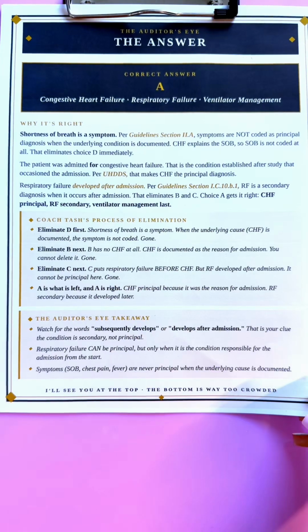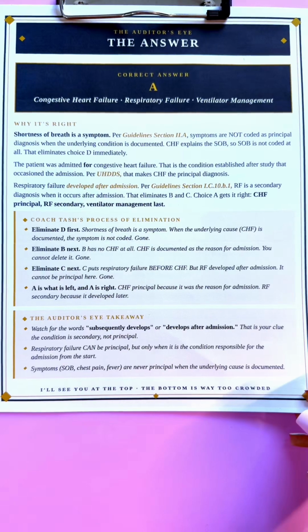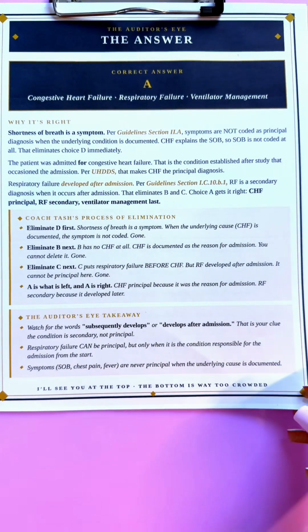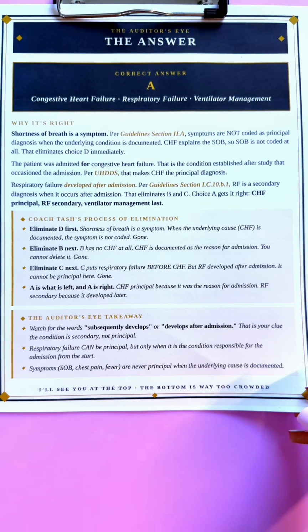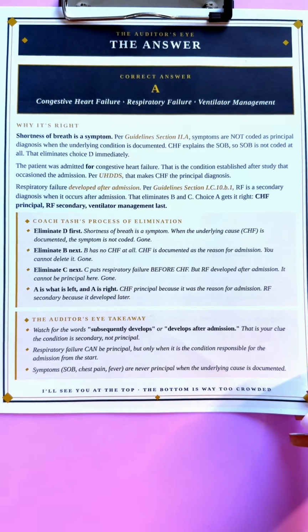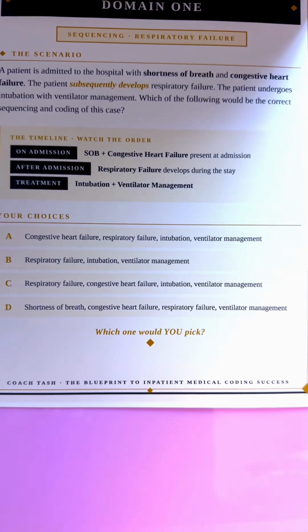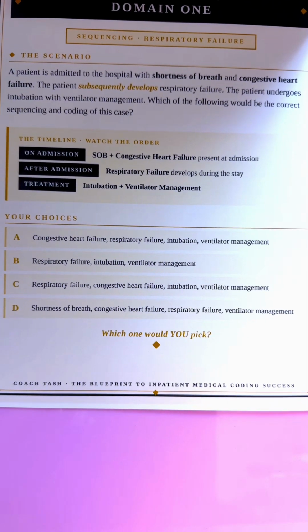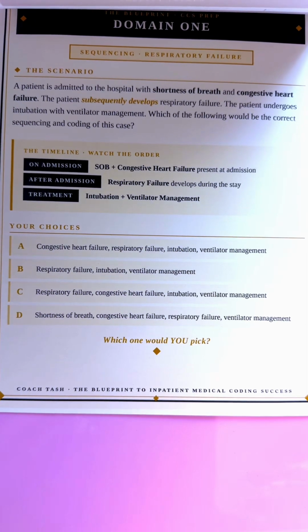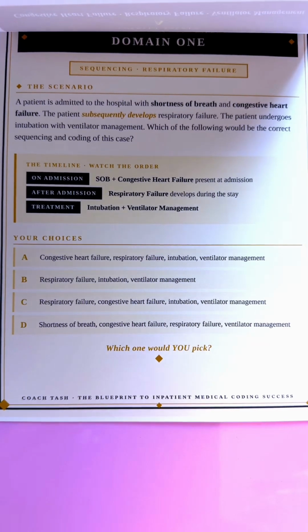Respiratory failure, remember, it developed after admission. Per guidelines section I.C.10.b.1, respiratory failure is a secondary diagnosis when it occurs after admission. That eliminates B and C. Look at this. It eliminates B and C off the rip. Look at the documentation. The patient subsequently develops respiratory failure.